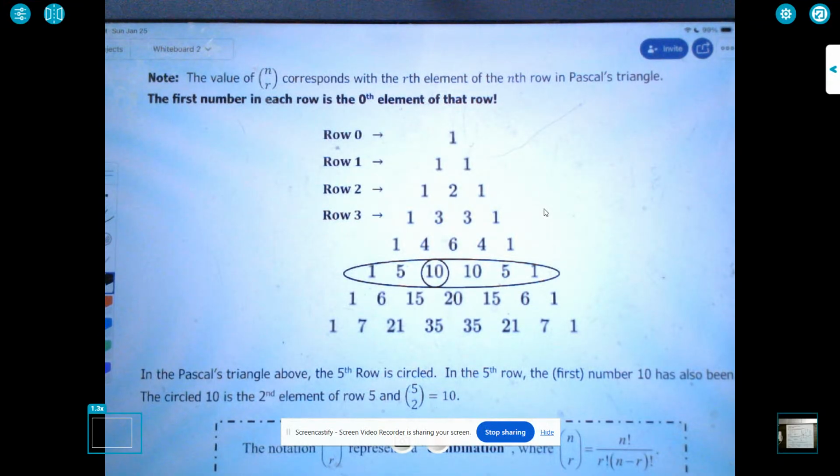Okay, so in the Pascal's triangle above, the 5th row is circled. In the 5th row, the first number, 10, has also been circled. The circled 10 is the second element of row 5. Okay.